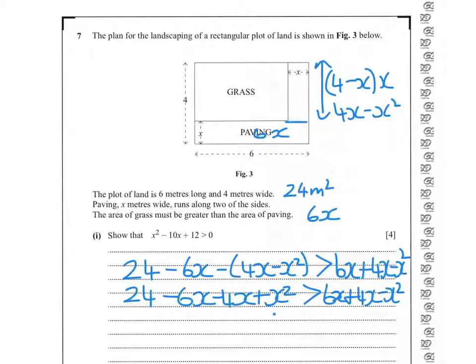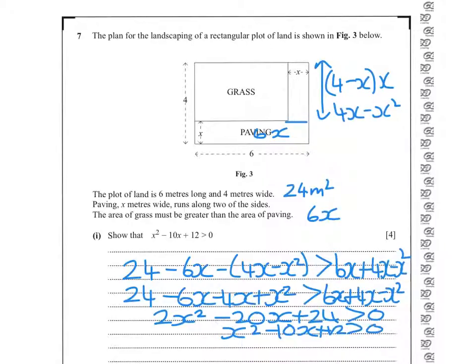So if we bring everything over to the left, we have an x squared plus an x squared. On the left we have minus 10x, and on the right we have 10x, so that's going to be minus 20x. And then we have the plus 24, must be greater than 0. And dividing by 2, we get the quadratic that was asked for.